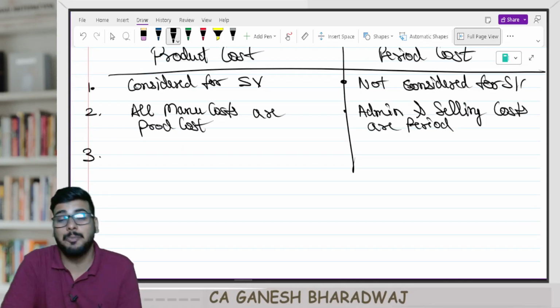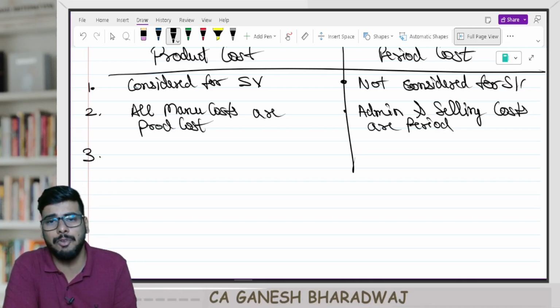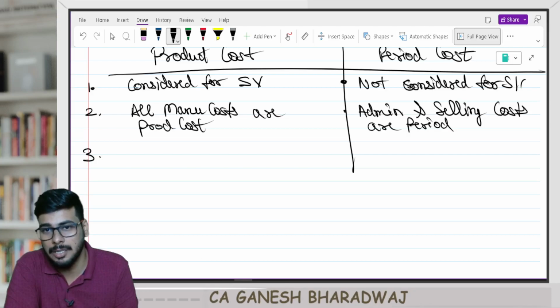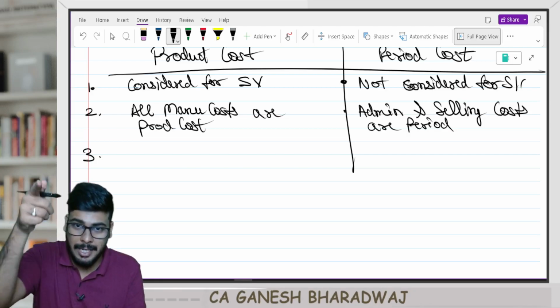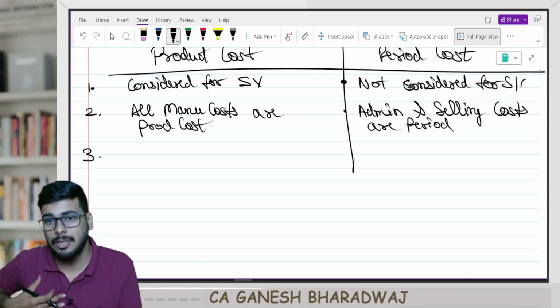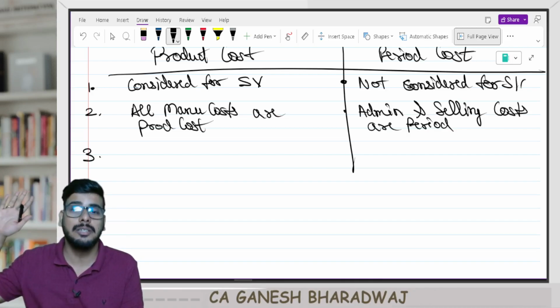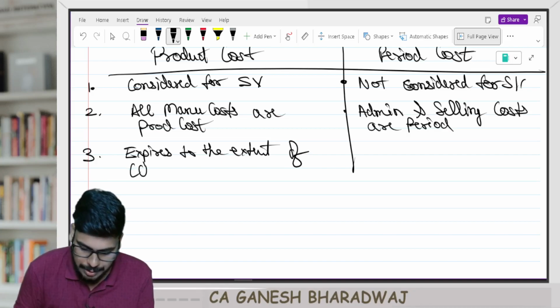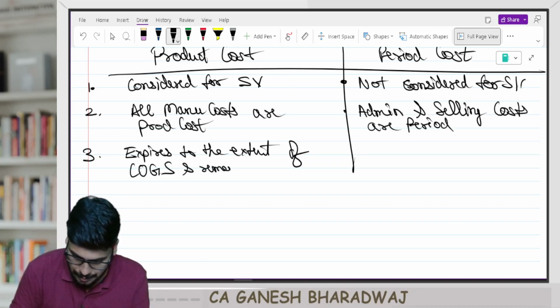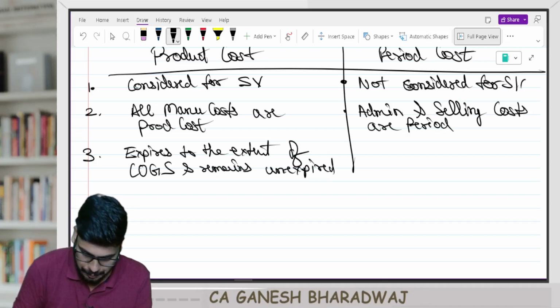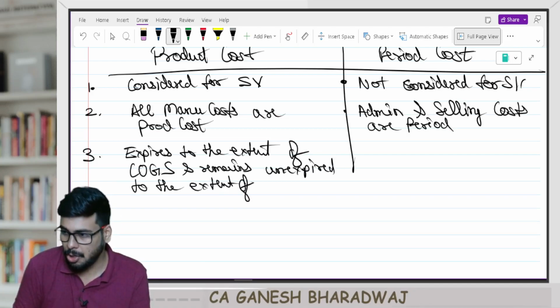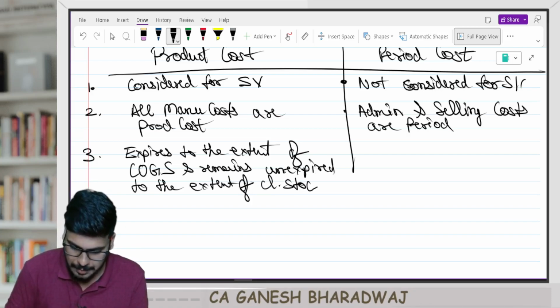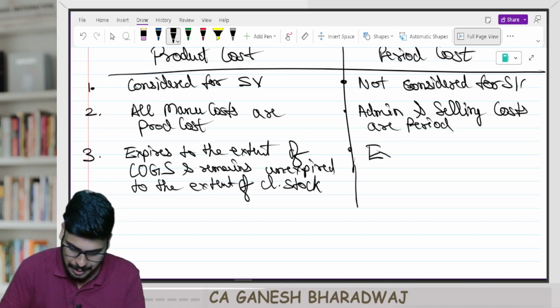Third point. Now, product cost expires fully. True or false? Be attentive. No. Then what is the right answer? To the extent of cost. Product cost expires to the extent of cost of goods sold, COGS, and remains unexpired to the extent of closing stock. How about the period cost? Expires fully. Excellent. Write it down.